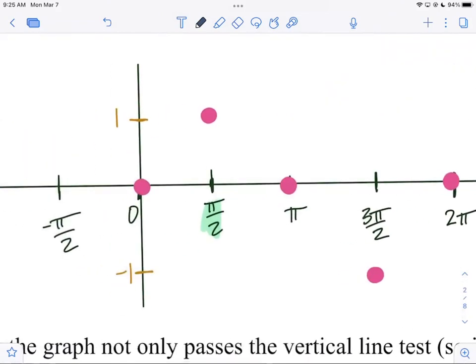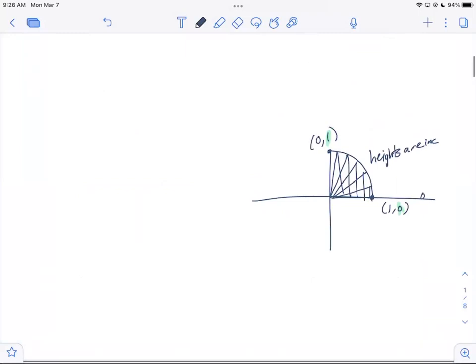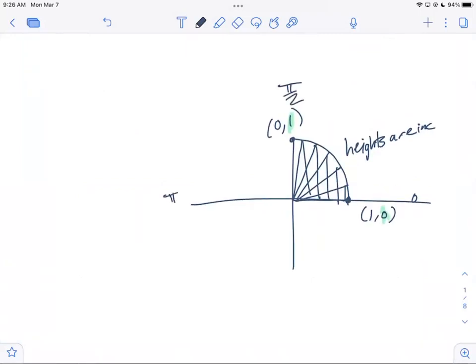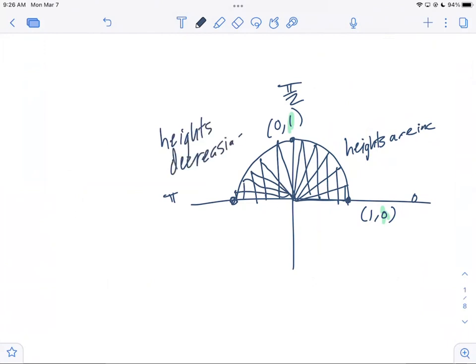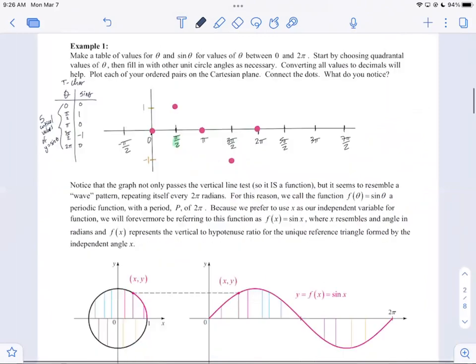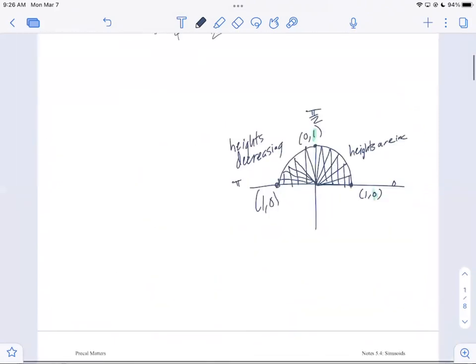They're increasing, right? And then what's happening to the heights from pi halves to pi? Well, here's pi halves. Here's pi. This is -1, 0. So if we look at the heights now, what are the heights doing as we rotate? Yeah, the heights are decreasing back down to 0. And then of course they get bigger again in magnitude, so they're becoming more negative, and then they decrease in magnitude again. They finish the same thing.